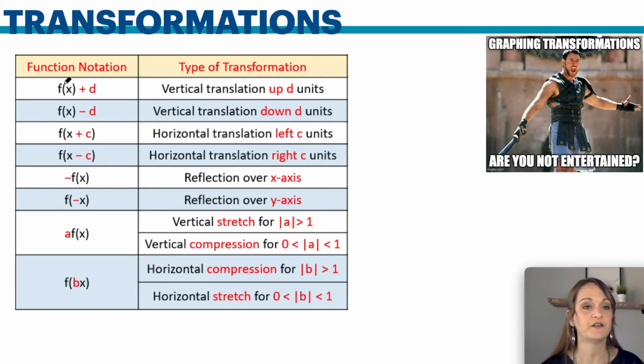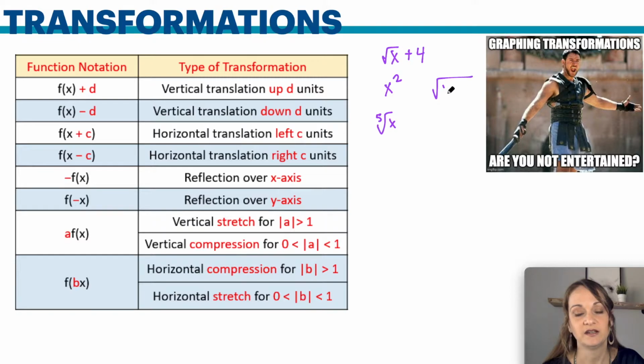If you take an entire function, and I'm just going to call it a function because you could take the square root of x, you could take an x squared, you could take a fifth root of x, you could take a fourth root of x, any function. If you were to add a number to the outside of the function, meaning it would be the square root of x plus 4, not the square root of quantity x plus 4, these two are different. If the number is on the outside, then you take the entire function and you would move it up. If it is a minus, you would take the entire function and move it down. It doesn't matter if it's an x squared or a fifth root of x. You're just moving the entire thing up or moving the entire thing down.